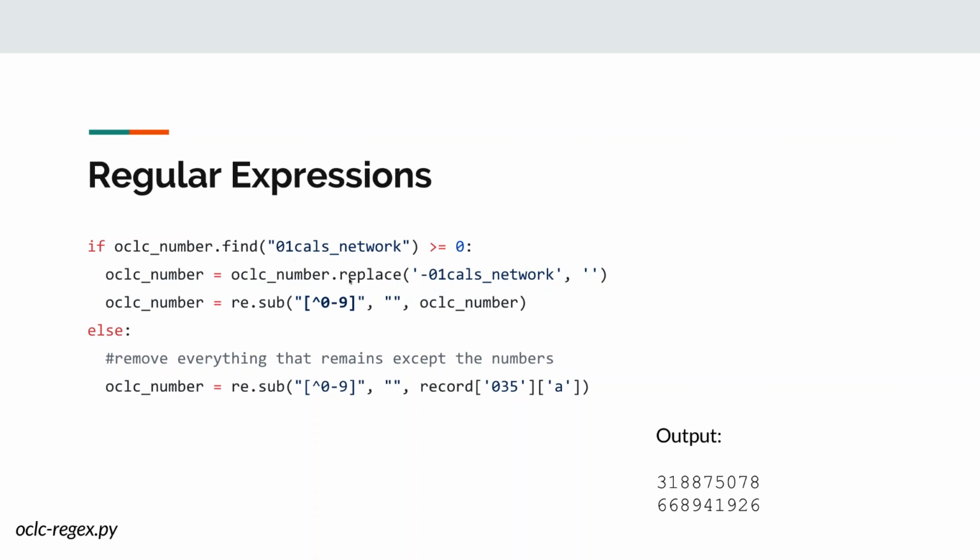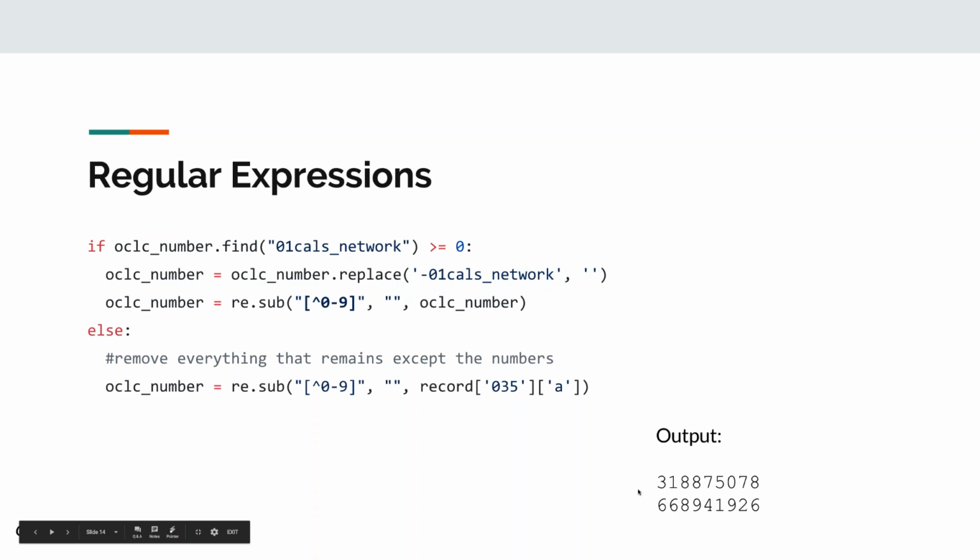It's just that this particular conditional is only going to operate on those fields that have that weird 01 CALS network in them. And this one is going to catch everything else, all those other 035s that may have OCN, OCM, other weird stuff. So my output should be just the numbers. I've just got numbers. These are OCLC numbers.